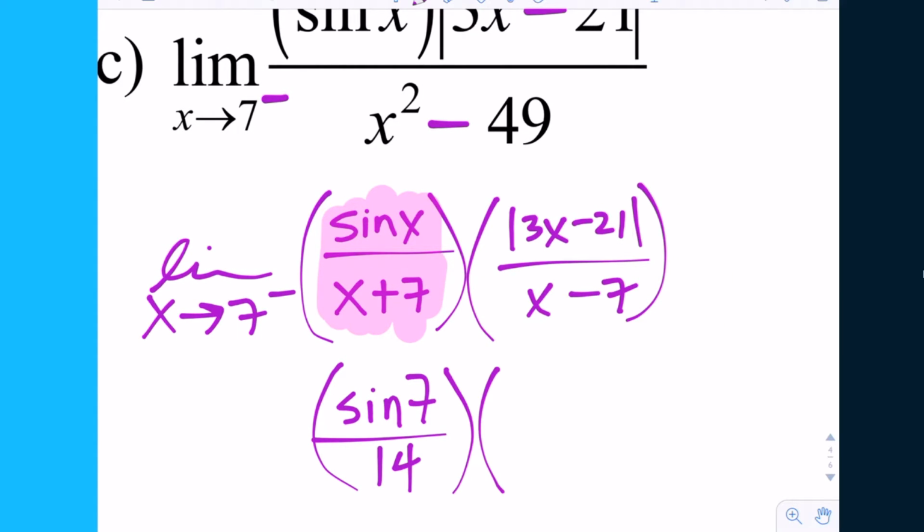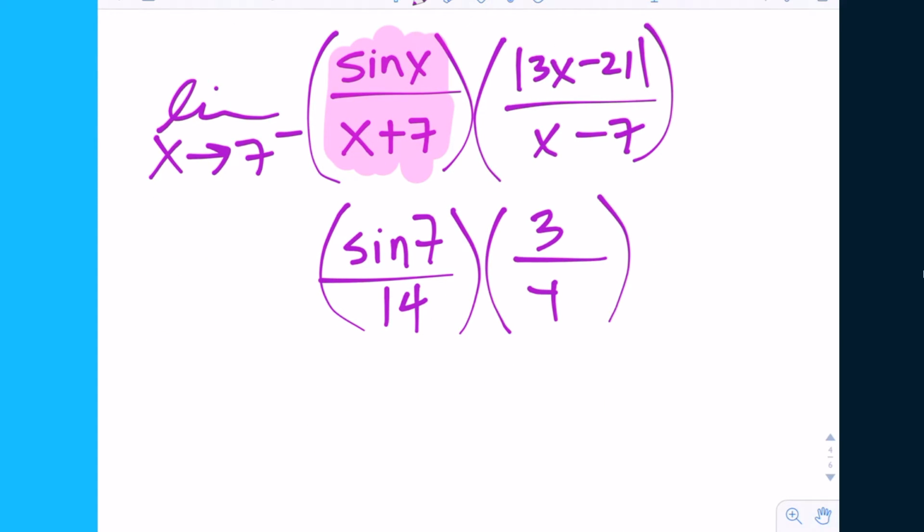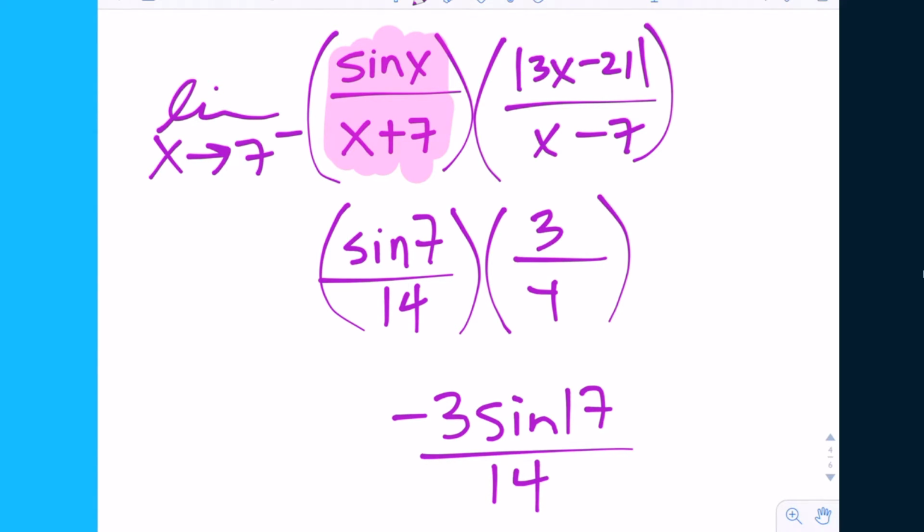You plugged in a 6? Something to the left of 7, right? So if you plug in a 6, you get 18 minus 21, which is negative 3. The absolute value is positive 3, all over 6 minus 7, which is negative 1. So your final answer is negative 3 sine of 7 over 14. Sine of 7, not 17, yeah, 7. There we go. Negative 3 sine of 7 over 14.